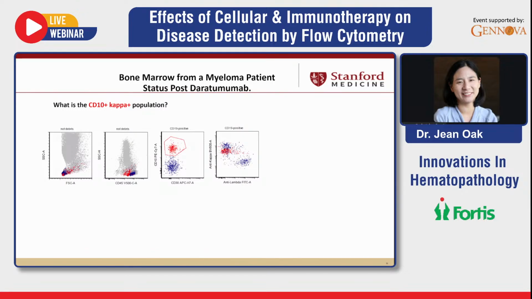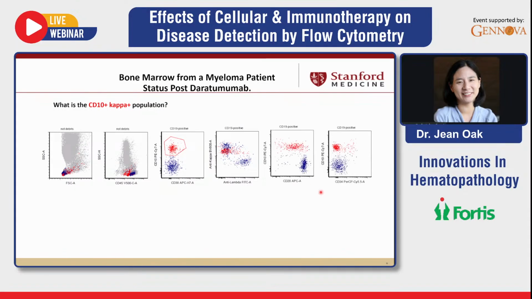Before we talk about BCMA, we'll quickly touch on some pitfalls. As you can see, this is a marrow from a patient who had myeloma and got daratumumab for it. The marrow actually showed this kind of weird CD10 positive, kappa positive population. That is kind of weird. In this case, I think our technologist actually called me and said, hey, there's a weird kappa positive population. What is this?